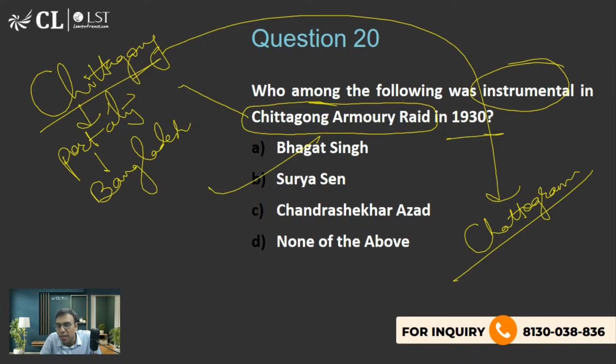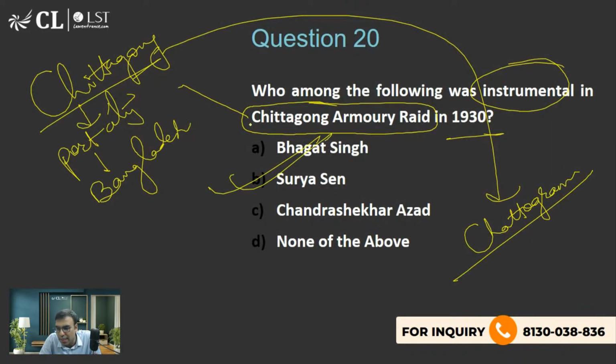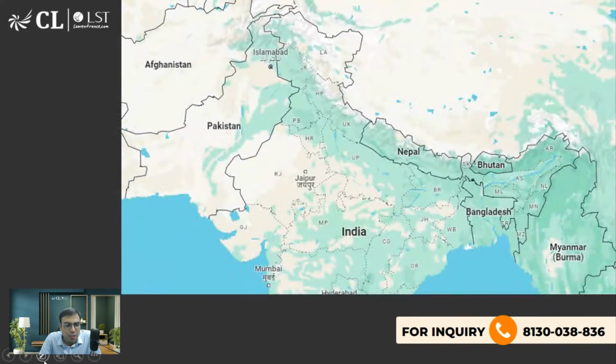So the right answer here is B. Surya Sen is the right answer to this question. He was a very famous Indian revolutionary, and he was also a teacher, famously known as Master Da. So that is what you should be knowing about. B is the right answer. Here I will show you. He led the Chittagong Armory raid against the British.